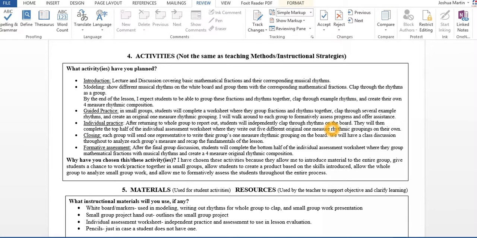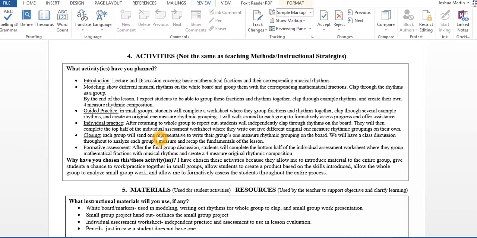After they finish that, we'll go into closing, where in the closing section, each group will send one representative from the group to write the 1-measure grouping that they came up with on the board. As this is going along, we're going to have a class discussion where we will analyze each group's measure and recap the fundamentals of the lesson and how they correspond with each group's work.